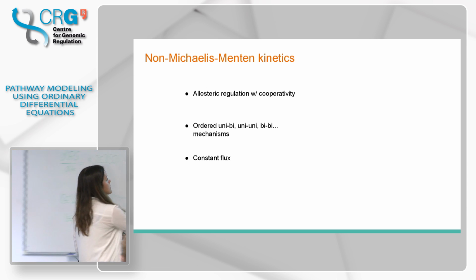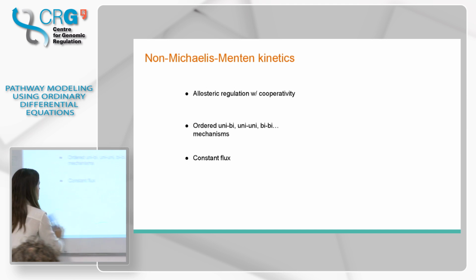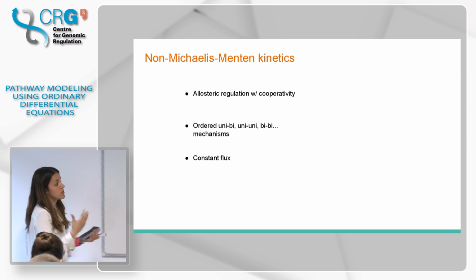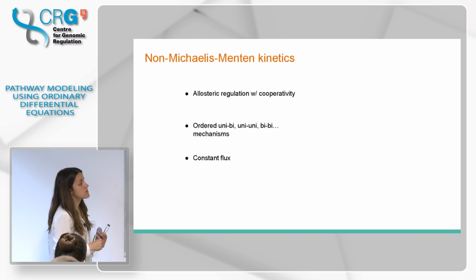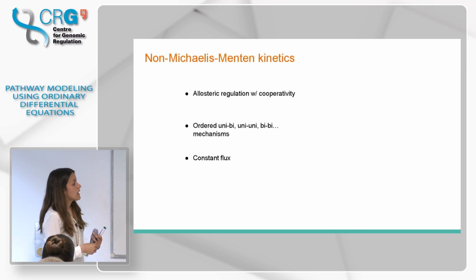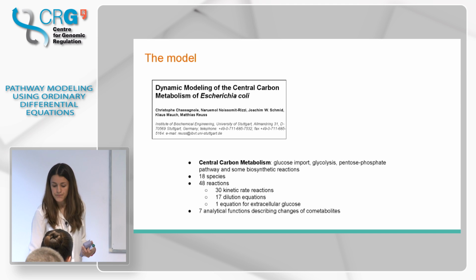So we can have different mechanisms of reaction other than Michaelis-Menten. We can have, or modifying Michaelis-Menten, we can have allosteric regulation, we can have ordered mechanisms, we can have constant fluxes, etc. But I'm not going to go into this in very much detail today.